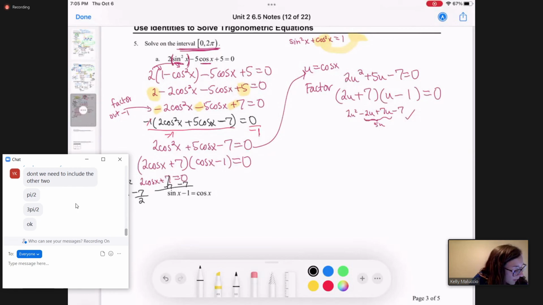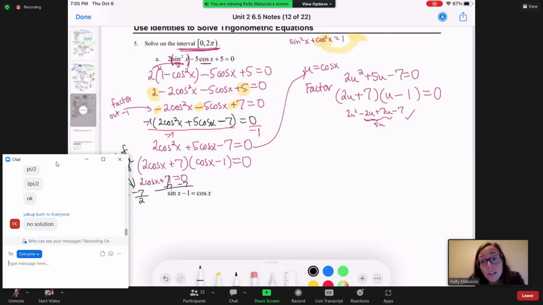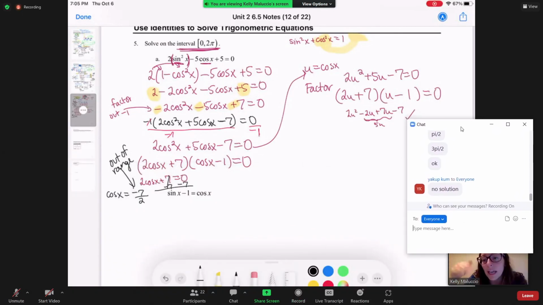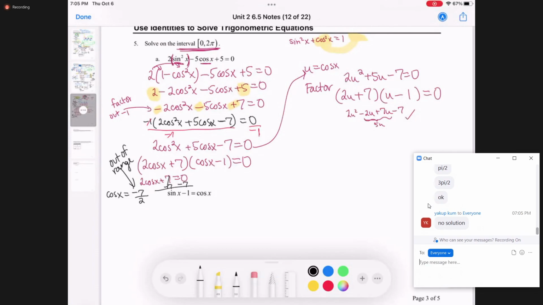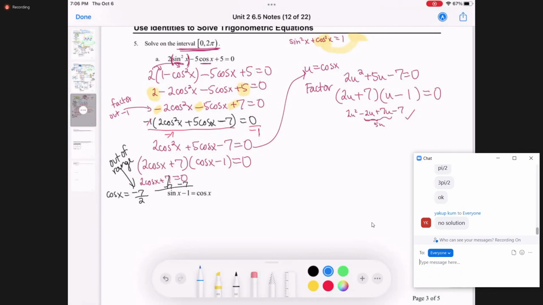But what's happening here, again, is this is out of range. Negative 7/2 is like negative 3.5, which is way too big. Cosine can only be between negative 1 and 1. Oh yeah, and Jakob, sorry, I just saw your chat. Jakob is correct. This gives no solution. So no solution for this part, but we still have this part.